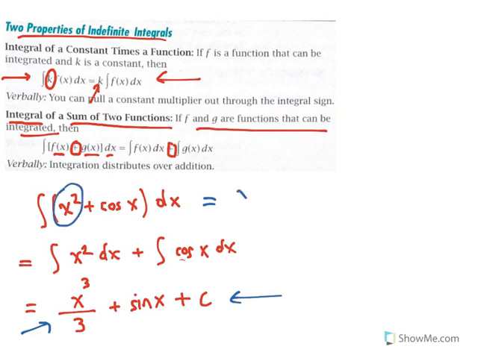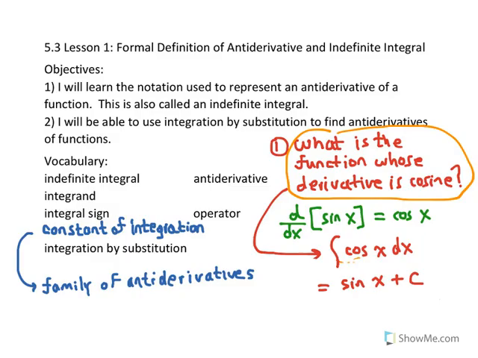the antiderivative of the first term would be x cubed over 3, and the antiderivative of the second term would be sine x. And you have your constant of integration. So we've taken care of objective 1. You will learn the notation used to represent an antiderivative of a function. This is also called an indefinite integral, and we've seen some basic integration rules and examples.